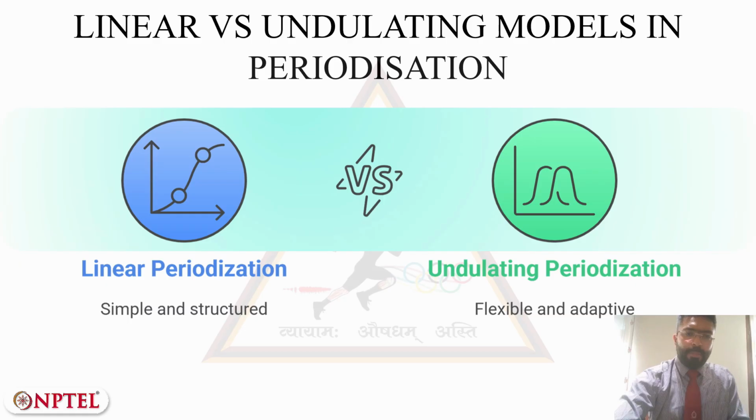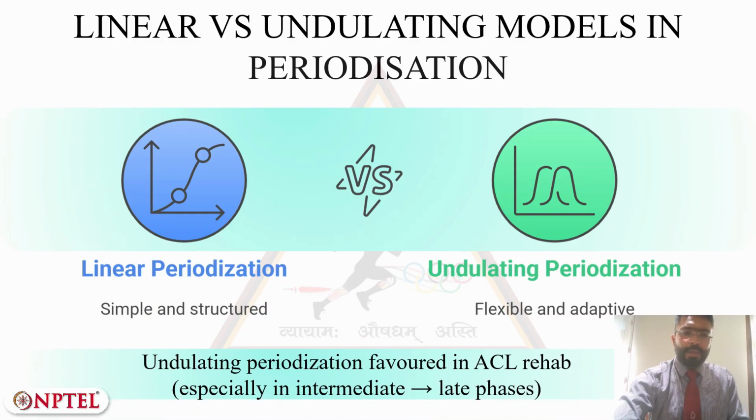This is again a comparison between linear and undulating periodization models. The linear periodization is quite simple and structured by progressing on a same linear fashion, whereas the undulating periodization model is flexible and adaptive as per the individual needs of the athlete. Various research studies have shown that undulating periodization is favored in ACL rehabilitation, especially in the intermediate and late phases of rehabilitation.